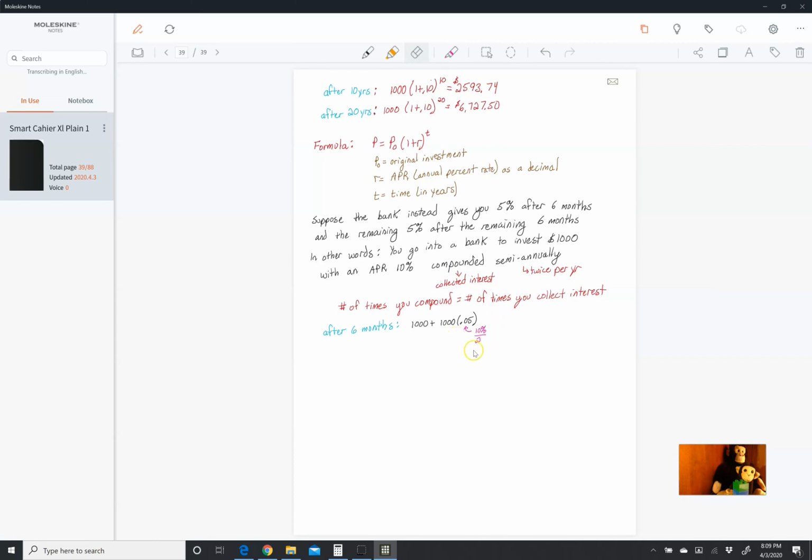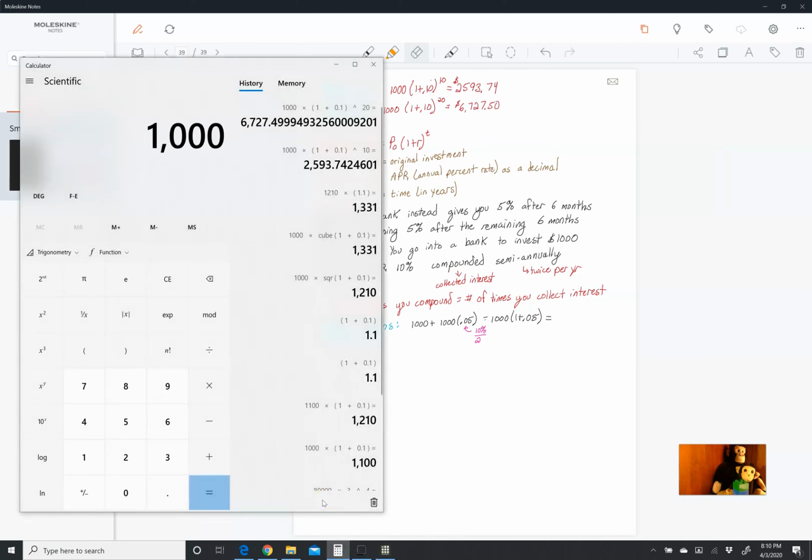We're taking the R and we're dividing by N because it's telling us that we're compounding semi-annually. So we're collecting twice per year. So each time we're only getting half. Okay? So the same way that we did it before, we can factor out the 1,000. And if we go and do that, this is 1,000 times 1.05. And we get $1,050 after 6 months.